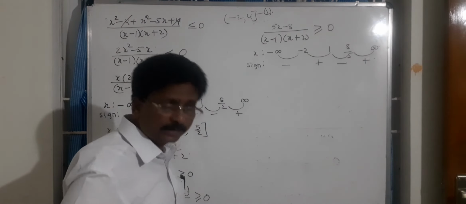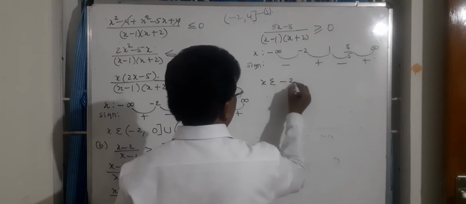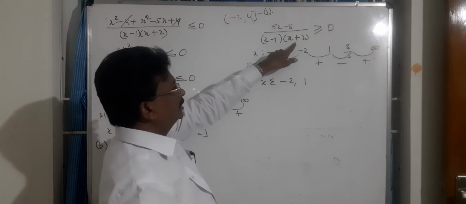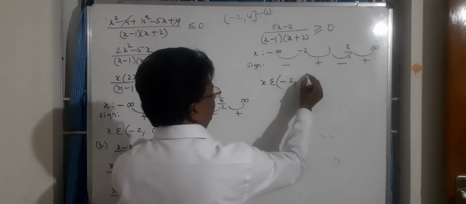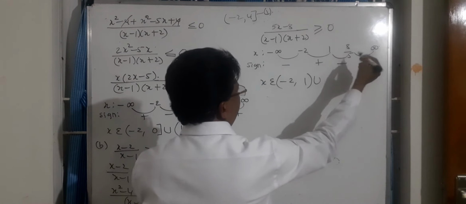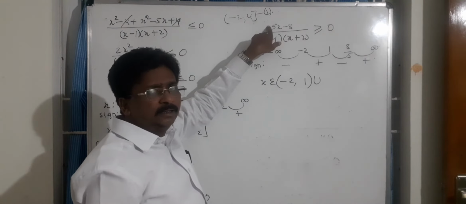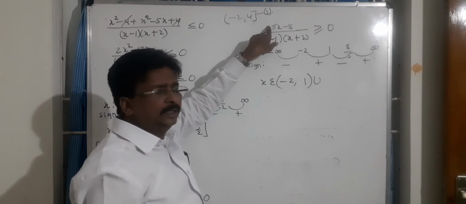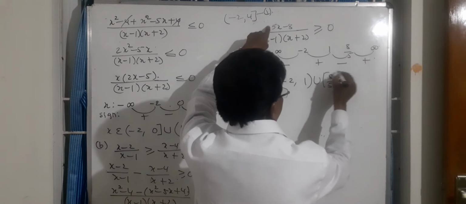So in this case the solution set x belongs to minus 2 to 1, and minus 2 should not be included and 1 also should not be included. Next union 8 by 5 to infinity. 8 by 5, is it included or not? Yes, can be included. So 8 by 5 comma infinity.